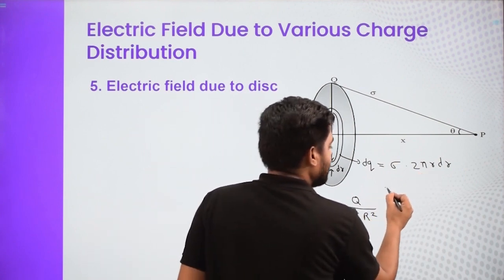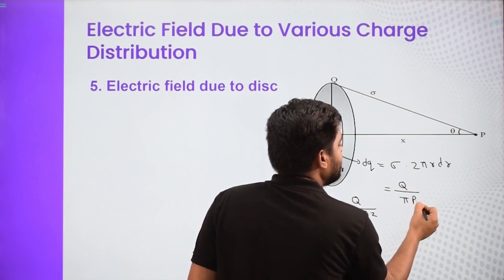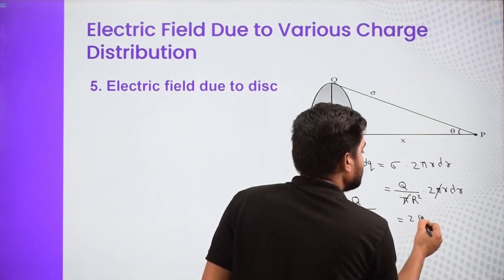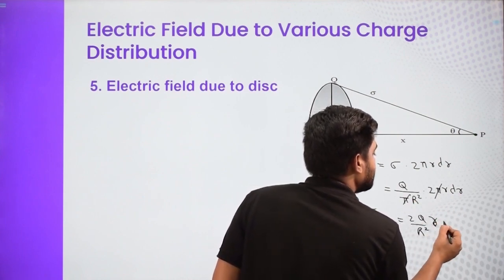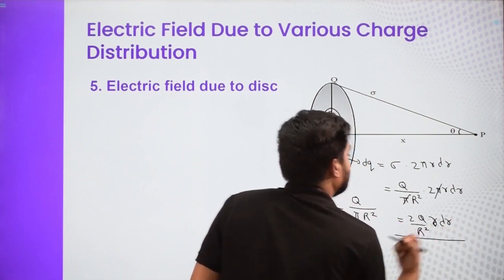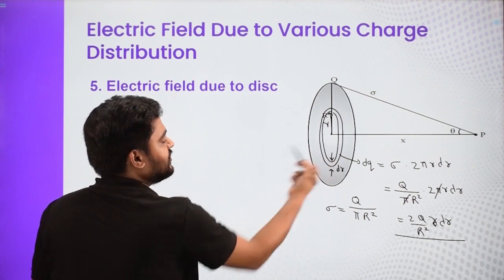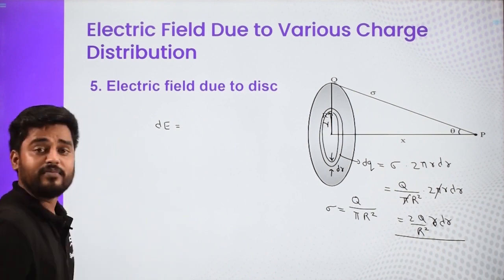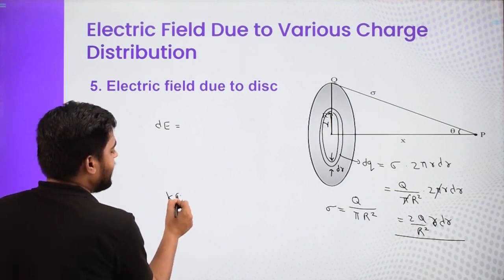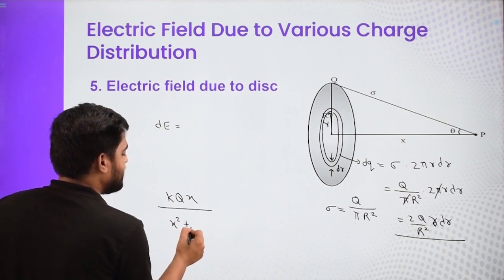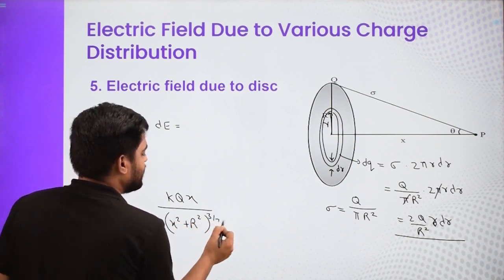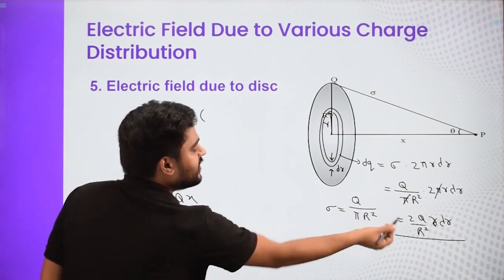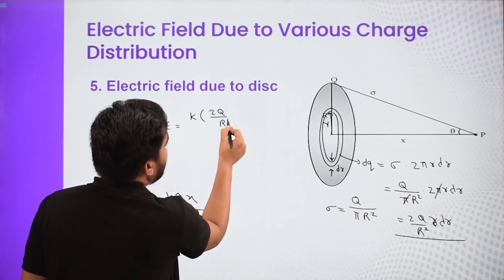So that gives me q by pi r square times 2 pi r dr. Pi is gone, so it is 2q by r square times r dr. This is my dq. Now let us write the small field due to this ring. The small field due to this ring is given by k. What was the formula for the ring? The formula was kqx divided by x square plus r square raised to power 3 by 2. Now k is k, and the charge on the ring is dq, so dq is 2q by r square r dr.